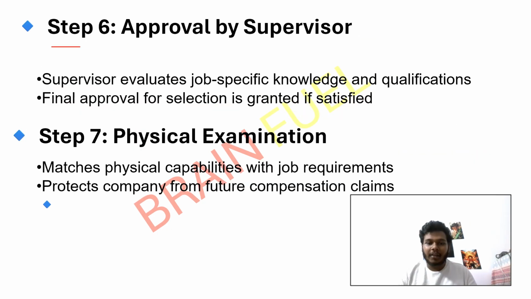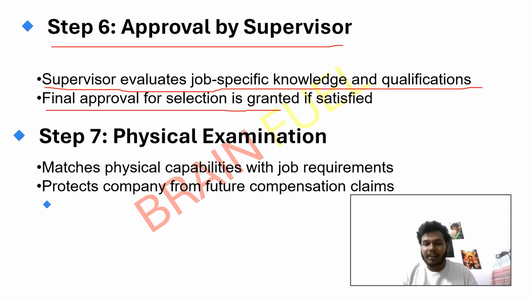Step 6. Approval by supervisors. Supervisors evaluate the job specific knowledge and qualifications. Final approval for selection is granted if satisfied. Only when the supervisor is satisfied that the candidate can do the job in this organization will the final selection be granted.